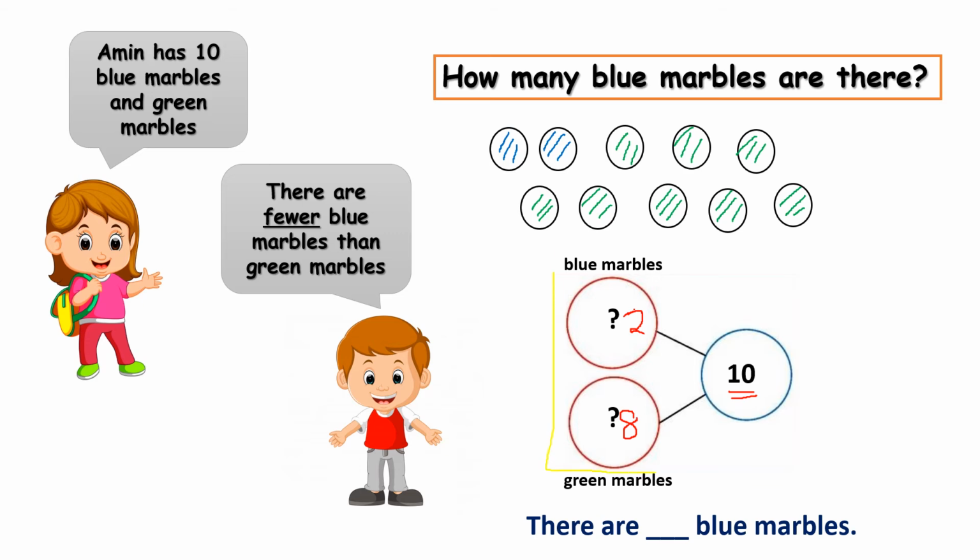Let's look at this number bond. Is the number bond correct? Are there fewer blue marbles than green marbles? Yes, because 2 is smaller than 8. So there are 2 blue marbles.